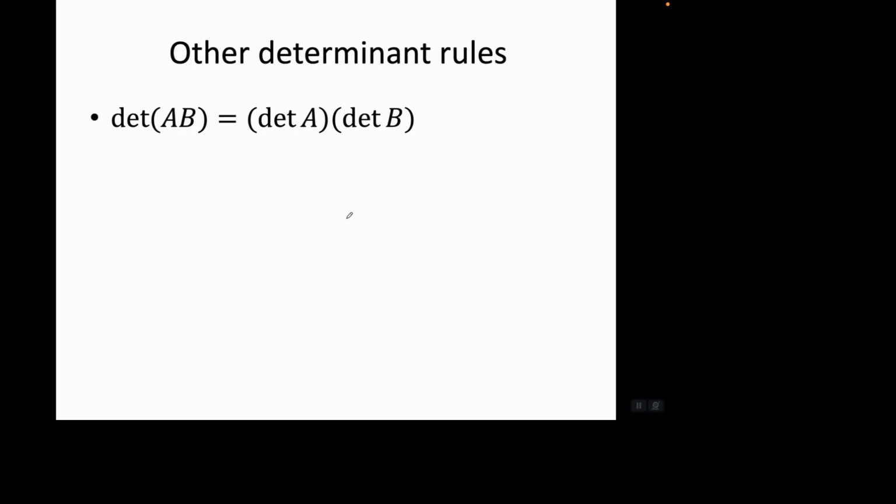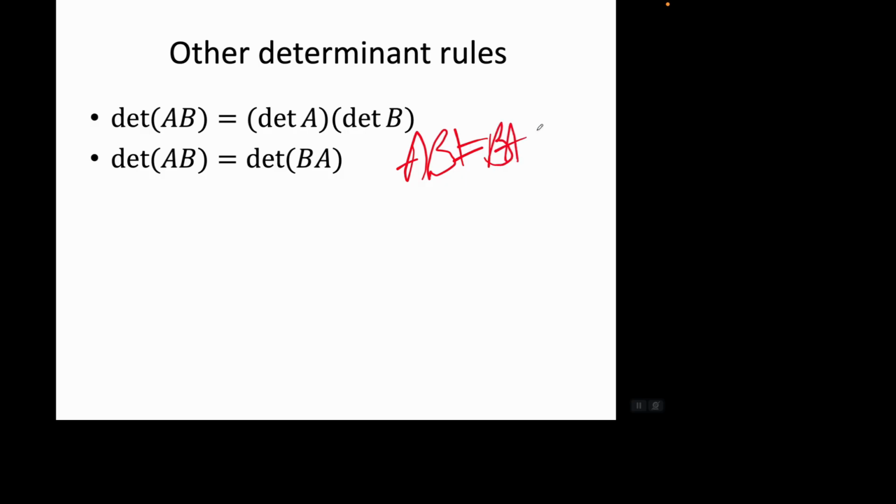Here are some other determinant rules. The determinant of AB is the determinant of A times the determinant of B. Determinant of AB equals the determinant of BA. Now be warned, we've seen before that matrix multiplication is not commutative. So in general, AB is not going to equal BA, but the determinant of AB equals the determinant of BA.